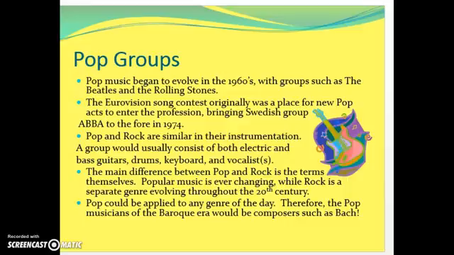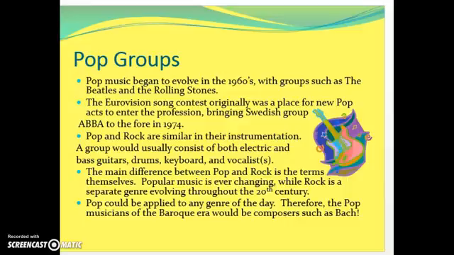Pop groups. Pop music began to evolve in the 1960s with groups such as the Beatles and the Rolling Stones. The Eurovision Song Contest originally was a place for new pop acts to enter the profession, bringing Swedish group ABBA to the forefront in 1974.